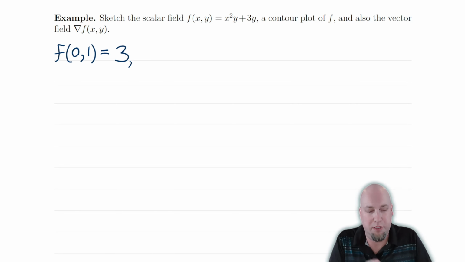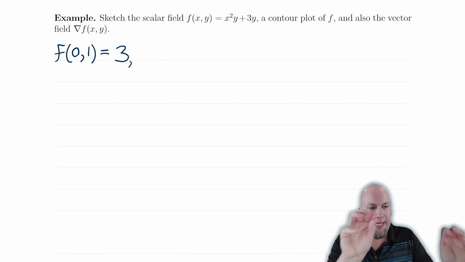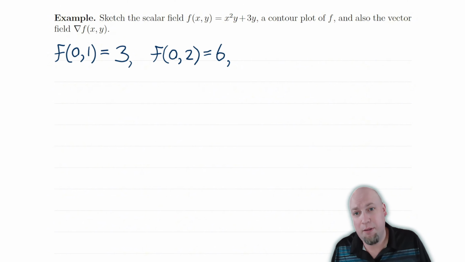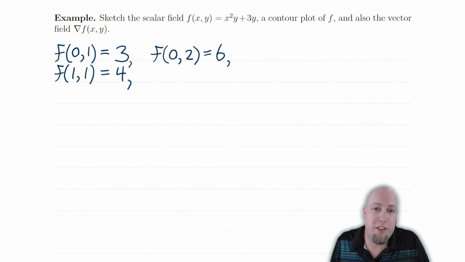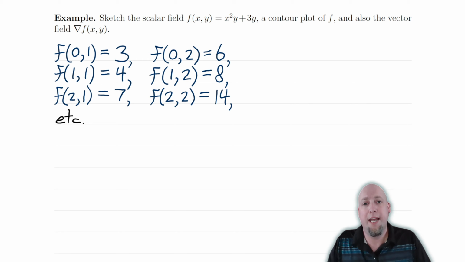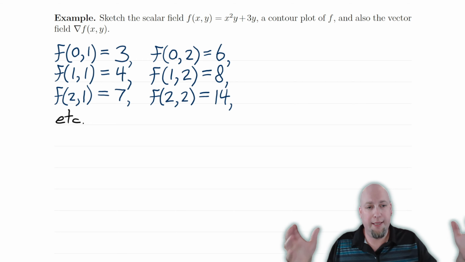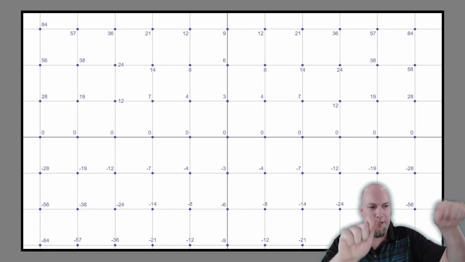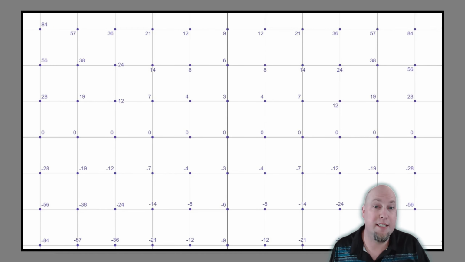The output is numbers, and we just draw dots on a grid, labeling each dot with the output value. So for example, if I plug in 0, 1 into this function, I'm going to get an output of 3. If I plug in 0, 2, I'm going to get 6, and so on. I just keep on plugging in values, and I get more and more output values. And then I go to a grid and plot dots with the outputs as labels. And that's how I think of my scalar field.